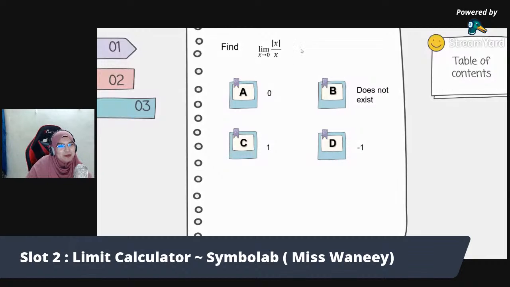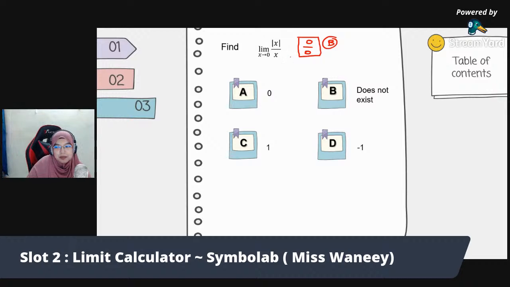What do we want to do? We want to calculate the limit. So, we're going to substitute with 0. So, we are going to get 0 over 0. So, this is indeterminate form. So, that means this is B. However, I have an absolute value.